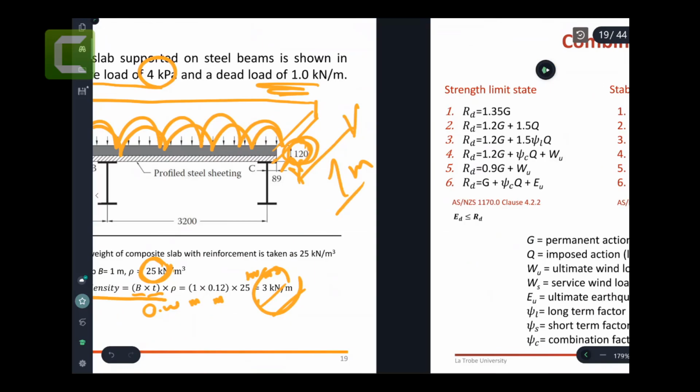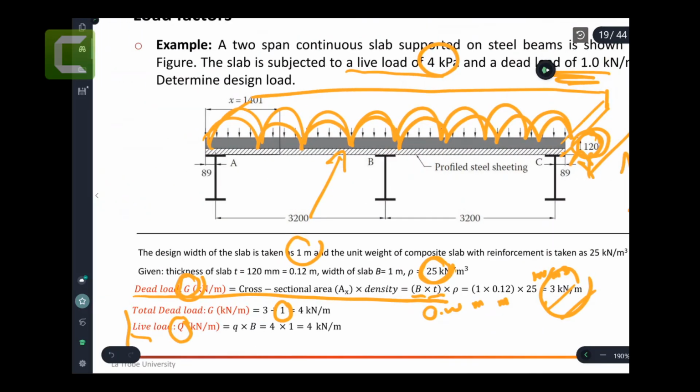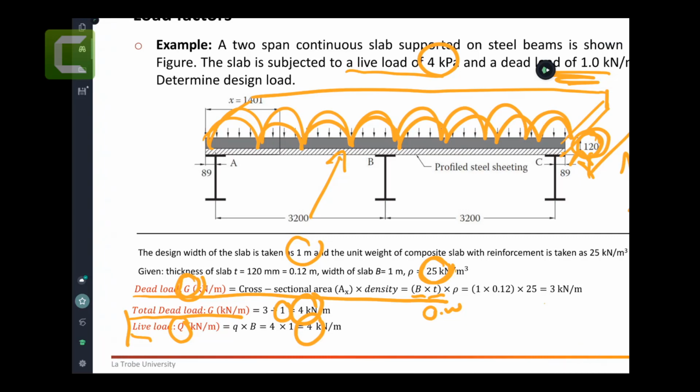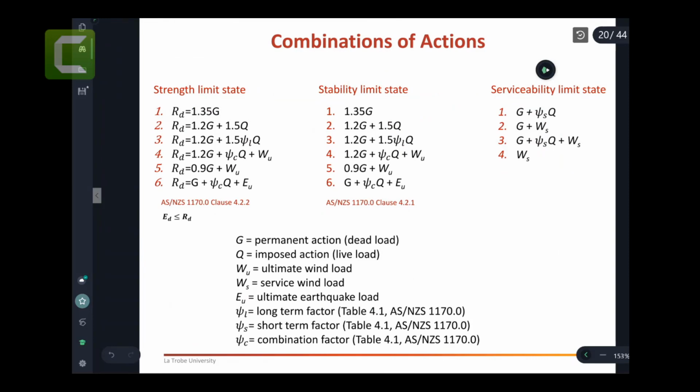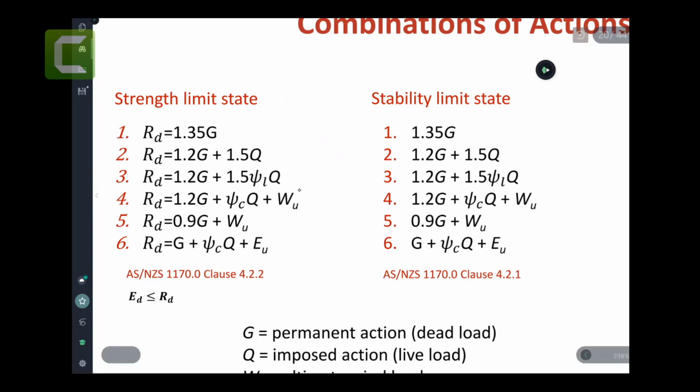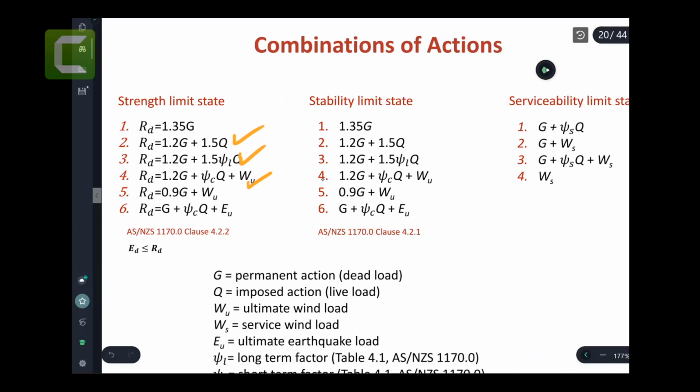Now, after you define your Q and G: G was 3. Sorry, no, 3 is not full. The total dead load was 4, and the total live load was 4 as well. So this is our full G and full Q. Then here you can come to those recipes. As I said before, in this subject you're mostly going to have wind load as well, and you're going to deal with some mixes, because we're going to teach you in some of our examples the stability limit state and serviceability limit state.